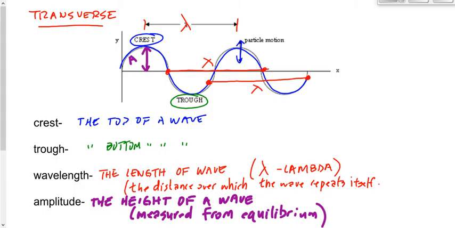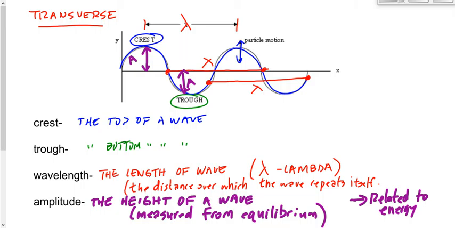Or you could do it down here. That would be fine as well. But it's got to be measured from the equilibrium to the top of a crest or to the bottom of a trough. The amplitude of a wave is related to the energy. Not directly related to energy, but it's related to energy.